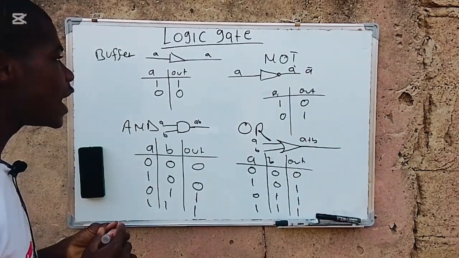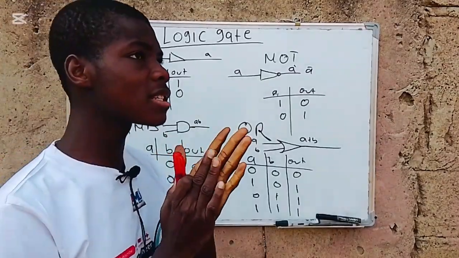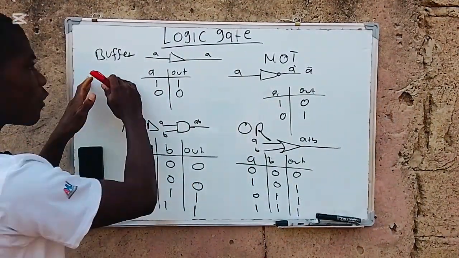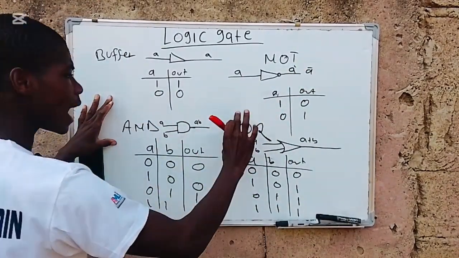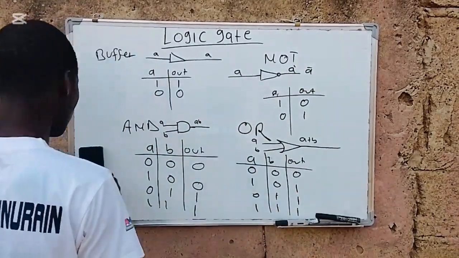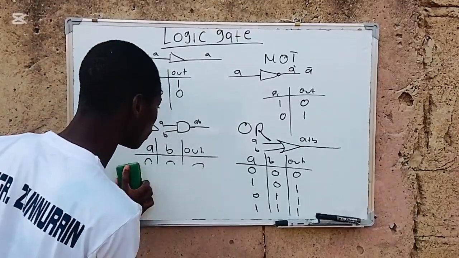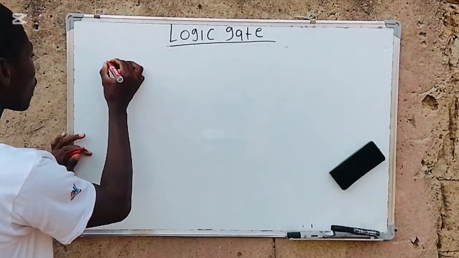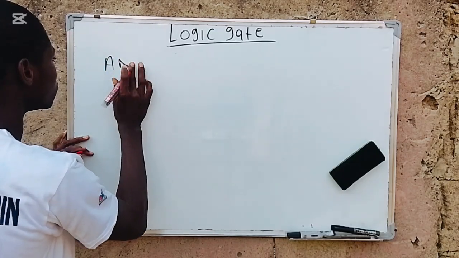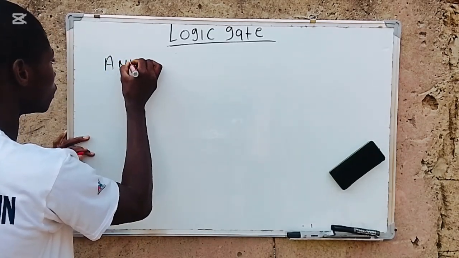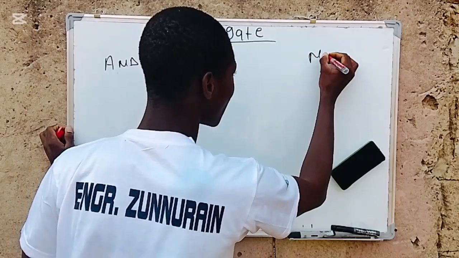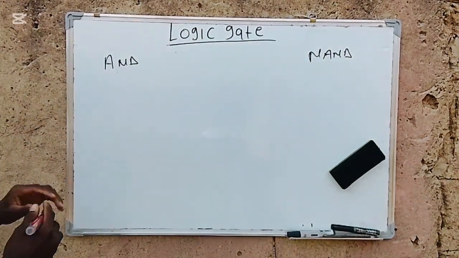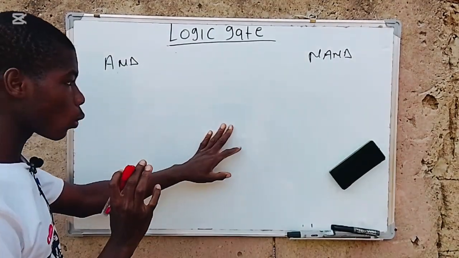So there is one thing that I need you to know. There is a difference between two things. But before then, kindly take a look at this. Both are gates, AND and OR. So therefore, let's see one of the relationships that I need you to know. Let me talk about the AND and NAND.